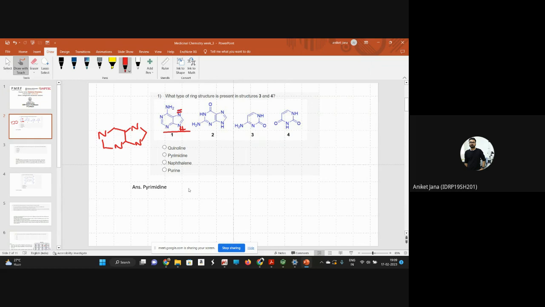You know the structure of adenine. Yeah, this is the structure of adenine. If hydrogen is there in the 9th position instead of this one, then we will say it is adenine. Okay, so what is this structure? This structure 2 is not guanidine, it is guanine. Guanine.